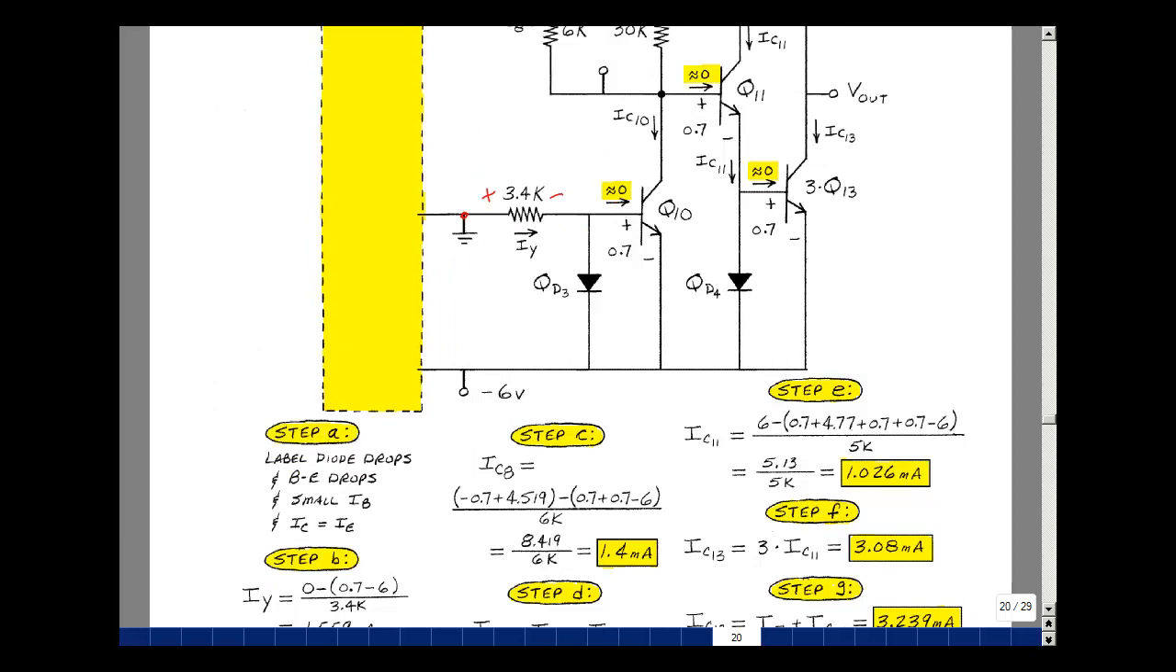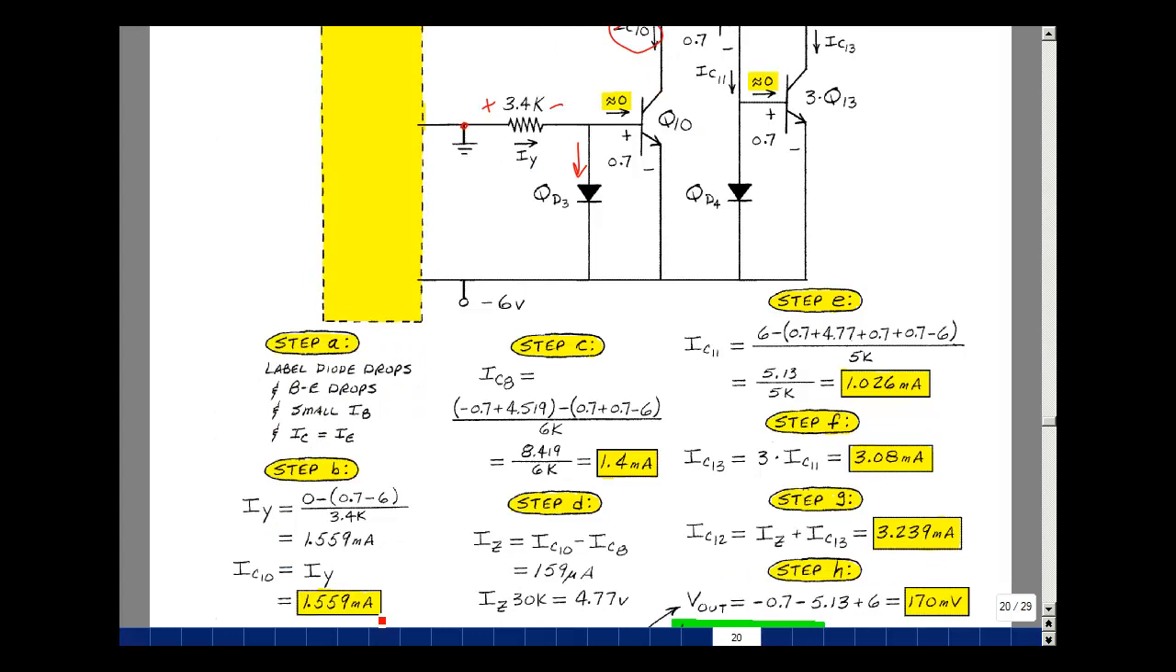The current that's flowing in here is going to be the same as the current that's flowing in here and the same as the current that's flowing in here. I sub C10 is the same as I sub Y because this is a diode-connected current mirror. The value of that current is also 1.559 milliamps.